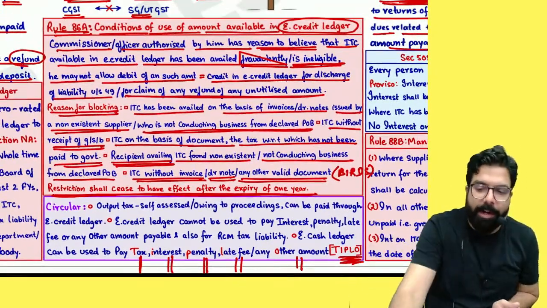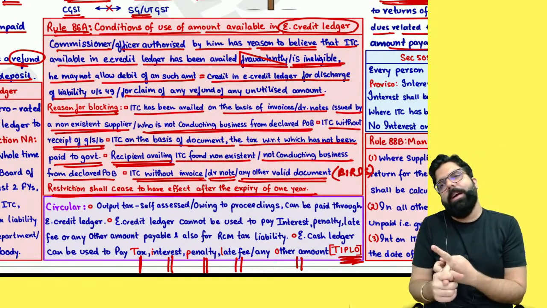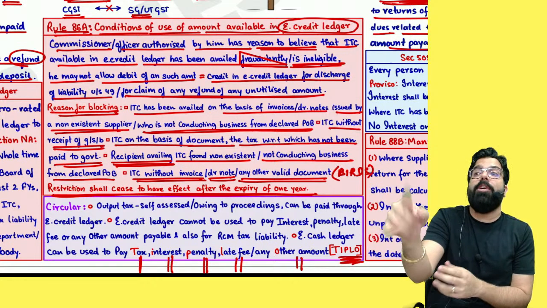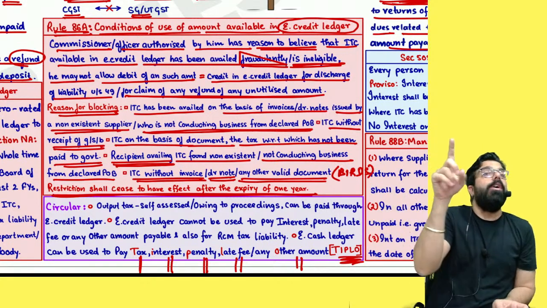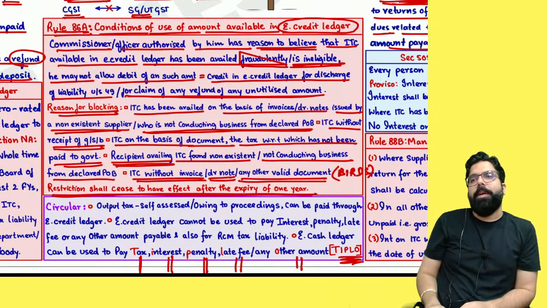People, tell me one thing. Who can block your credit? Who can block your credit? The Commissioner or a person authorized by the Commissioner, if they have reason to believe that your credit was taken fraudulently, or you are ineligible. What are the reasons for blocking?